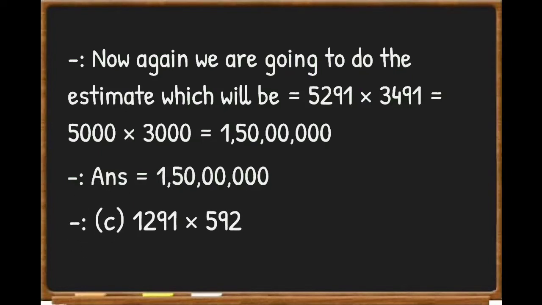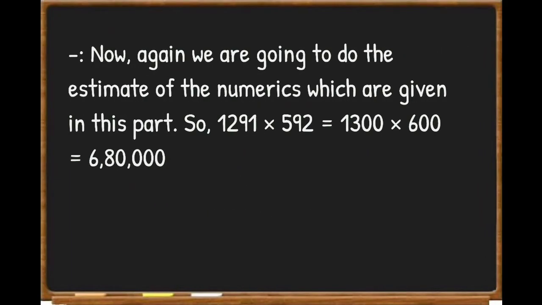Let's move to the next part. The next part of our question is 1291 into 592. We are going to do the same thing. We are going to do the estimation. Estimation is the round off. When we do the estimation, we are going to do it with the help of the rules which we have learned. So first we are going to do the estimation to the nearest 100.